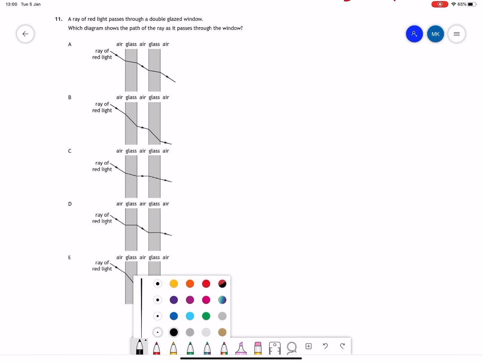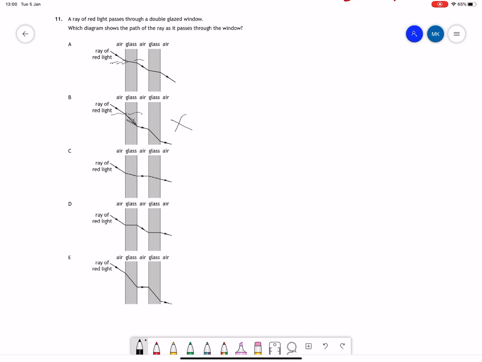Right, number 11. Remember, it's travelling from air. If it travels from air to glass, then it bends toward the normal. So you should have been drawing all your normals on here. B bends away from the normal, so it can't be B. A does bend, so does C, so does D. E bends away from the normal, so it can't be that. And remember, when it goes from glass back into air, it has to bend back away towards the normal, which A does. C does not, and D does. And when it re-enters glass again, it has to bend towards the normal, which A does, and D does not. So the answer is A.